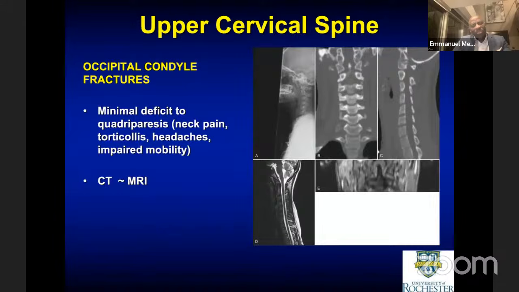Occipital condyle fracture is also another fracture that is often seen in the upper cervical spine, especially if you work in a level 1 trauma center. It can range from minimal deficit to quadriparesis, neck pain, torticollis, headaches, impaired mobility. So imaging is key to diagnosing, including CT scans and MRI.